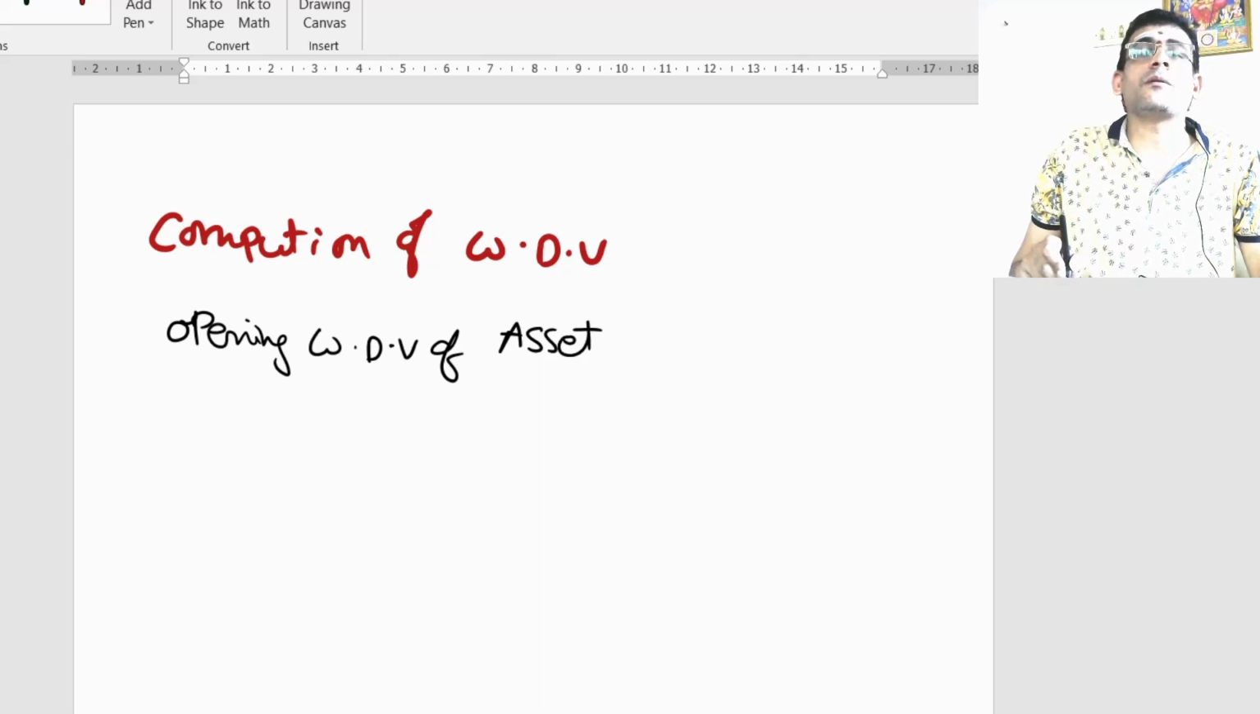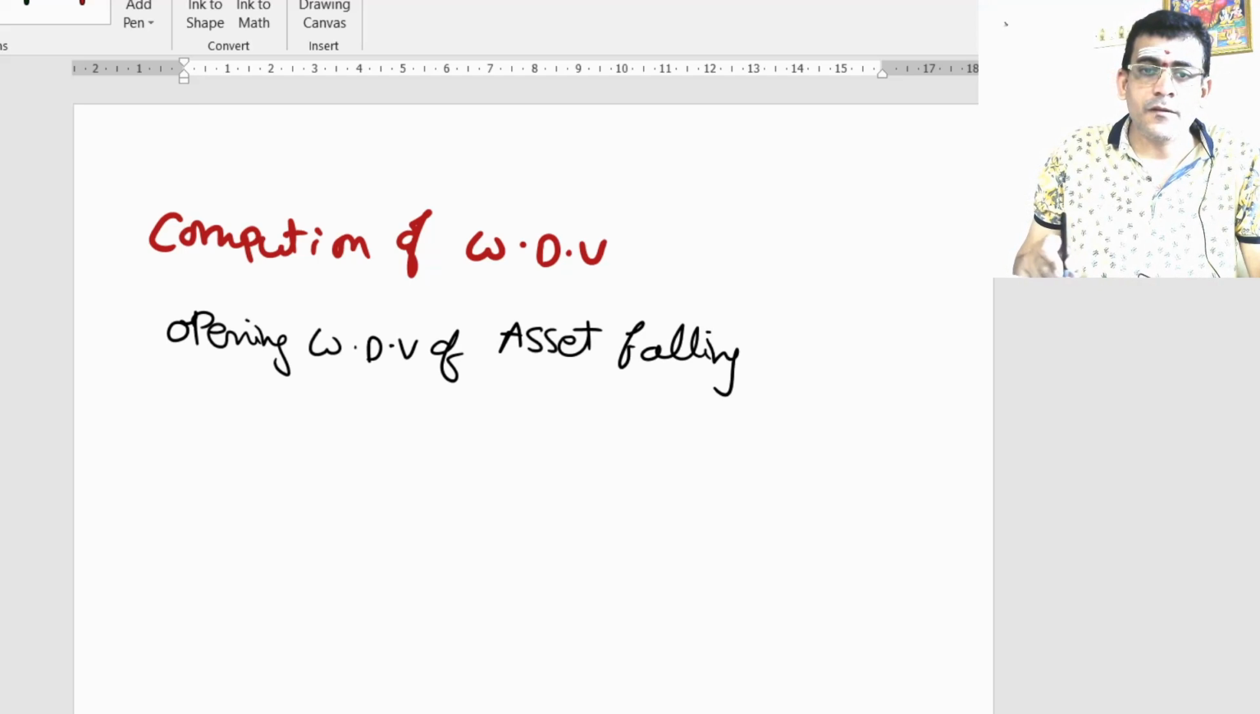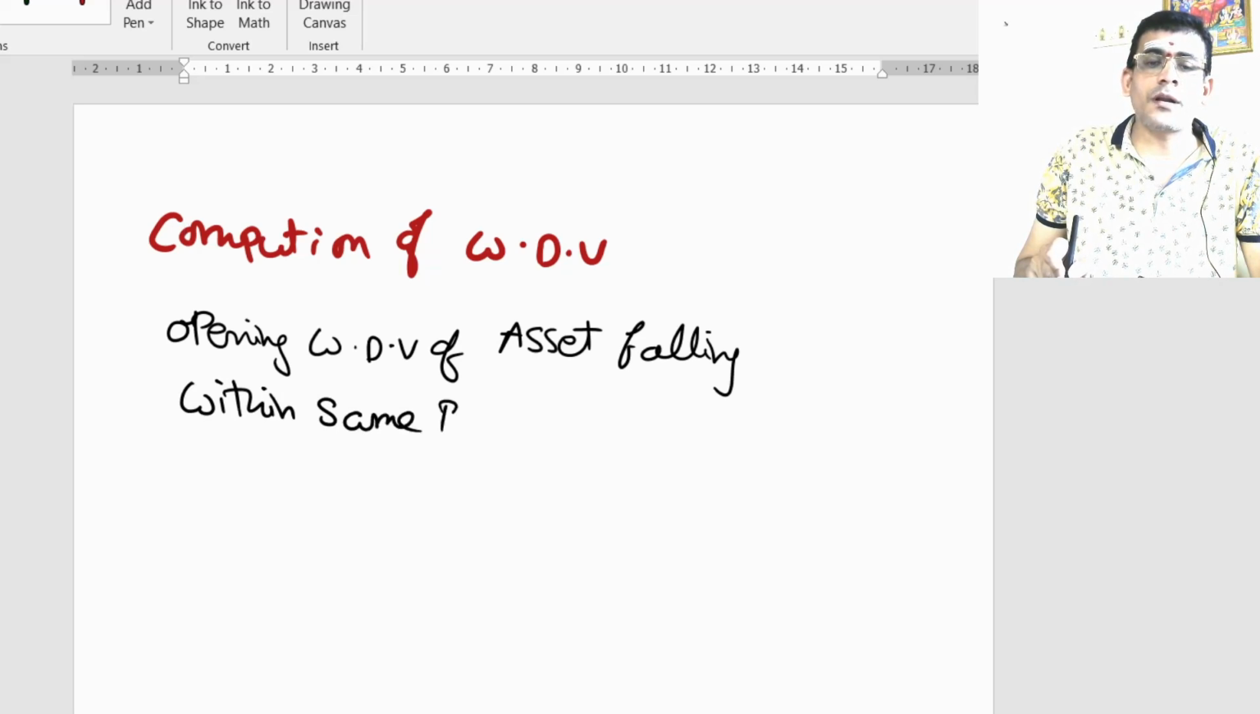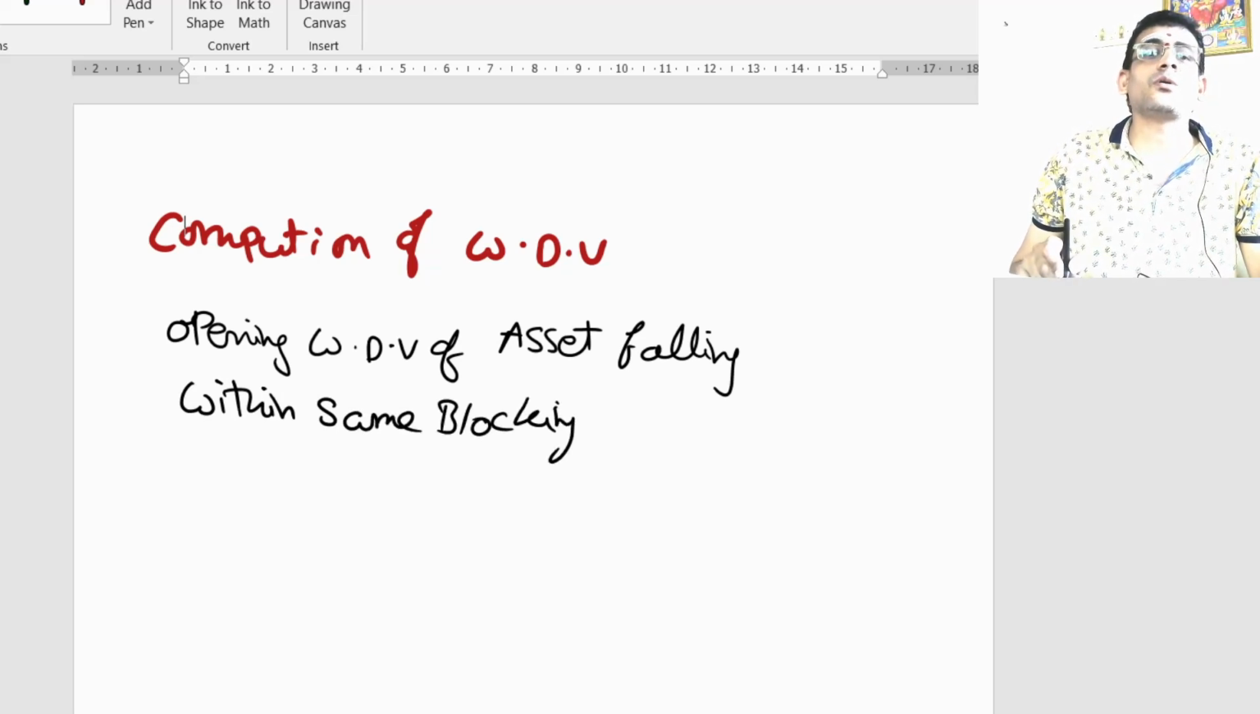Now we are in a comfortable position to understand the meaning of asset. What is the meaning of asset? It could be tangible, it could be intangible. Opening WDV of an asset, of what? Asset falling within the same block. Whatever asset is falling within the same block, I need to consider.